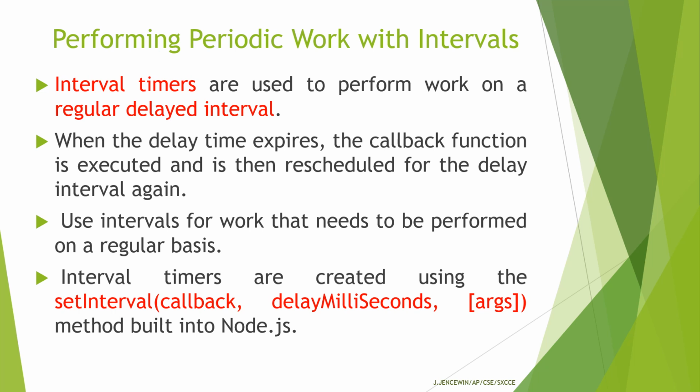So here also the first argument is the callback, the second one is the delay in milliseconds, and the third one is an argument. This argument is used by that callback function. So this is the syntax. setInterval: the first one is the callback function which we want to execute in a regular time interval, the second argument is the time interval, and the third one is the argument that is used by the callback function.